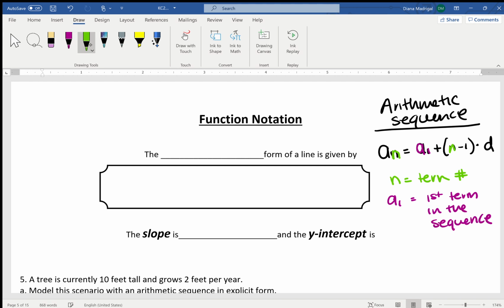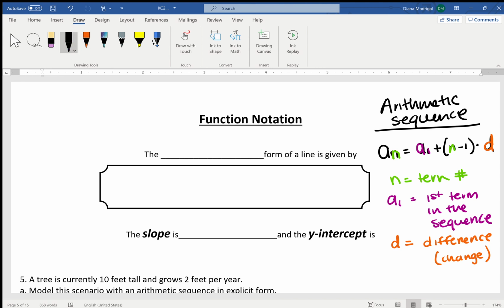And then I explained to you that d is the difference. d is how much it is changing by. So it's the difference, which is also the change. So it represents the change. Well, the arithmetic sequence is the same thing as the function notation, okay? So I'm going to explain to you one thing that they have different, but everything else is the same, okay?